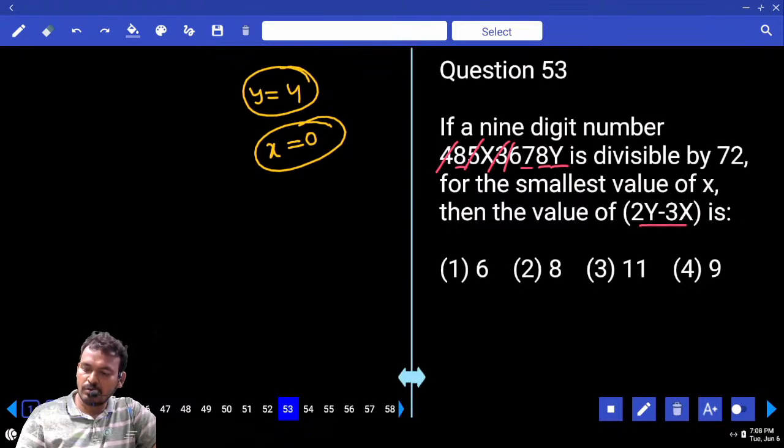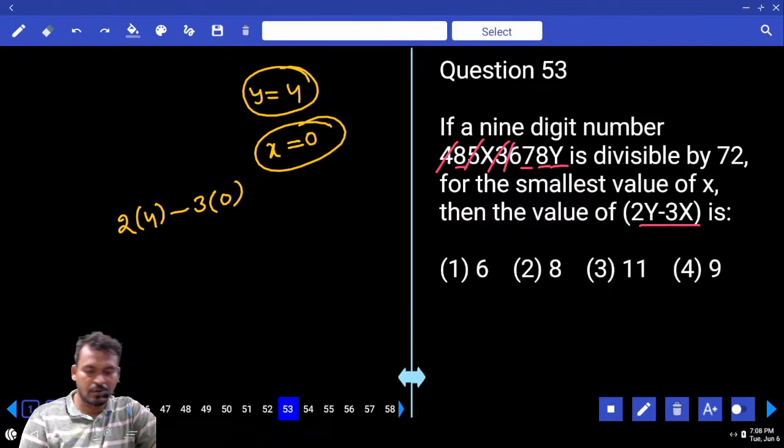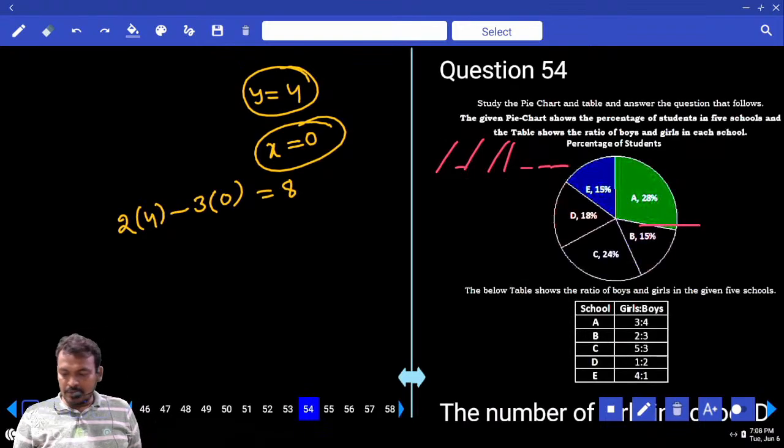What is the question here? 2y minus 3x. 2y means 2 into 4. 3x means 3 into 0. What is the answer? 8. Next, 54.